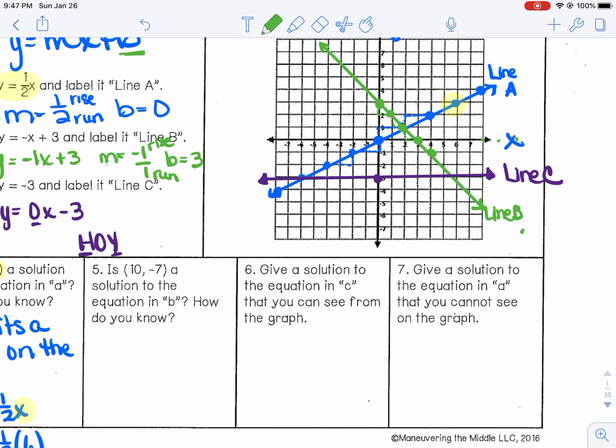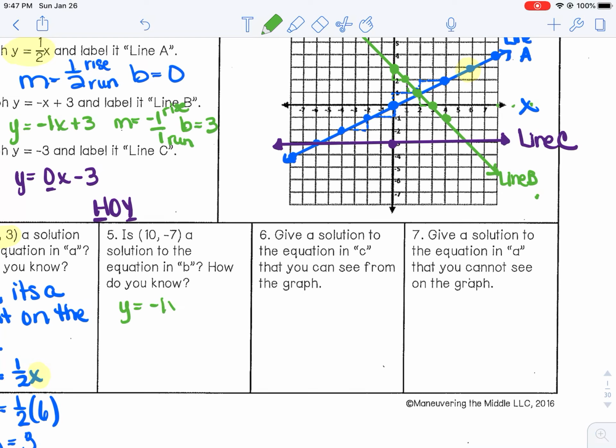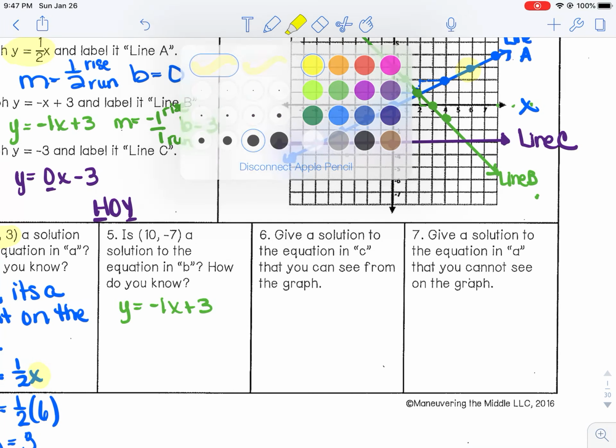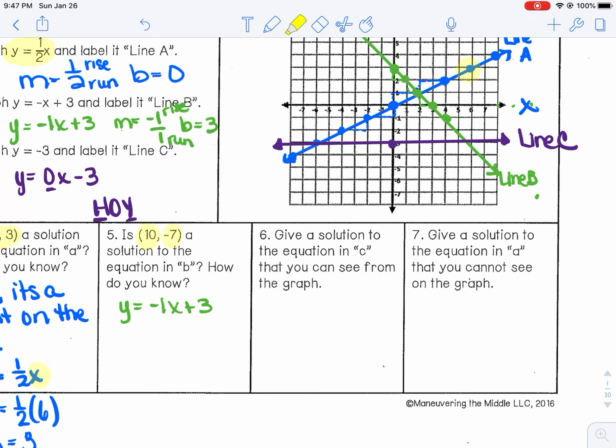So let's do that. My equation is y equals -1x plus 3. I'm going to plug in 10 for x, -7 for y. Go ahead and label those so you can see it. So that'll be -7 equals -1 times 10 plus 3. I'll go ahead and multiply -1 times 10. I get -10. So is -7 equal to -10 plus 3? Yes, it is, because plugging it in makes it true.